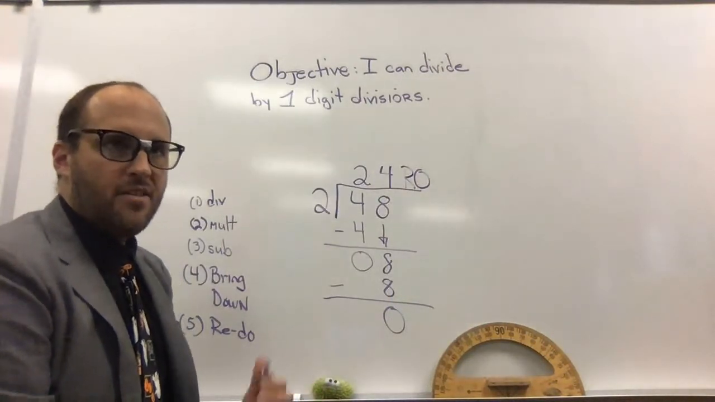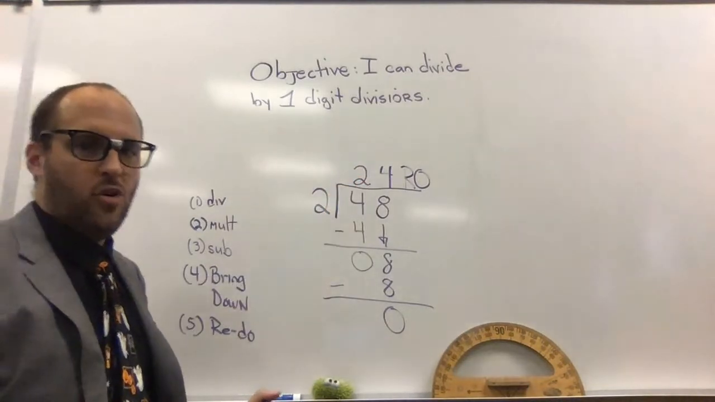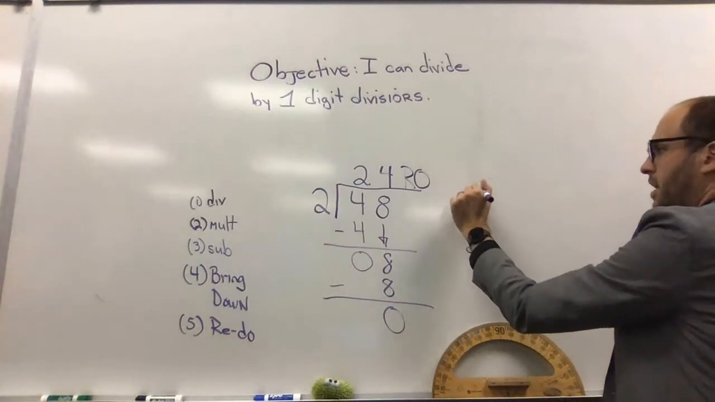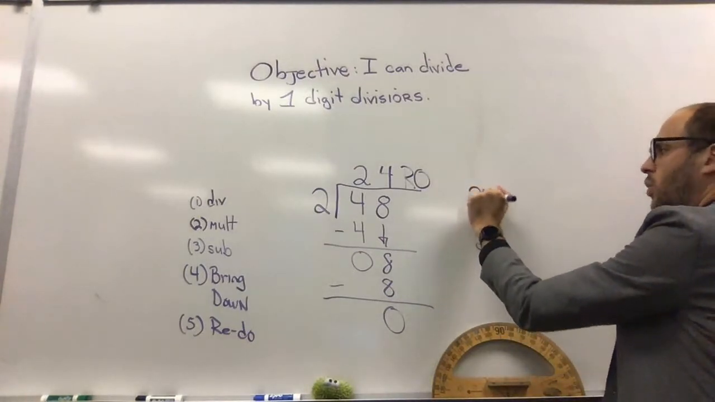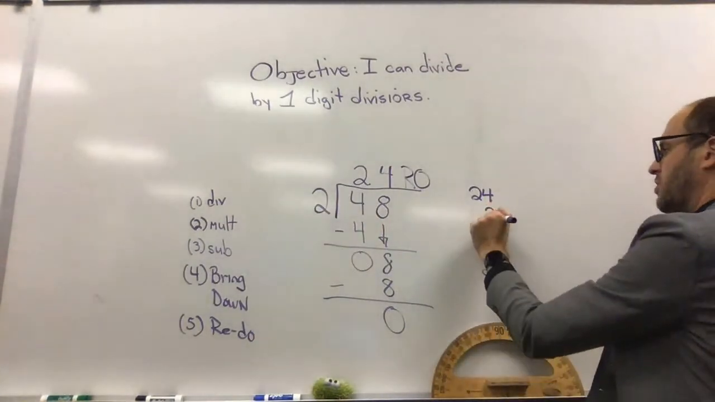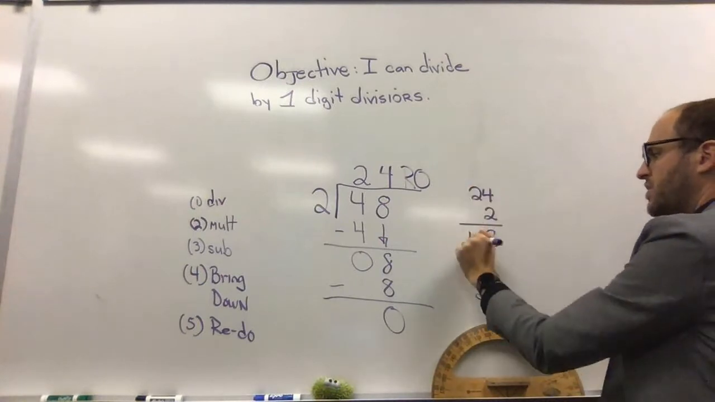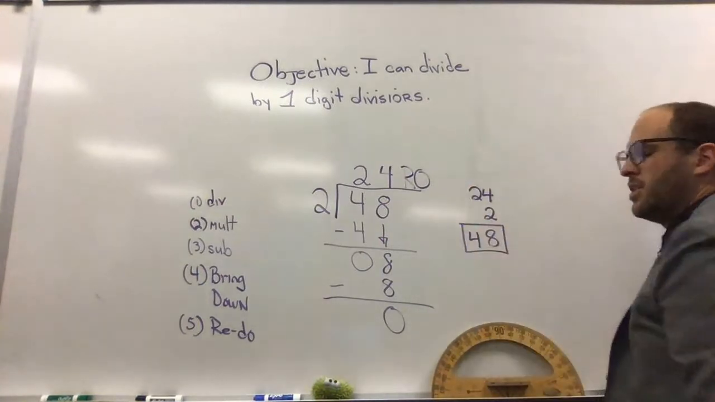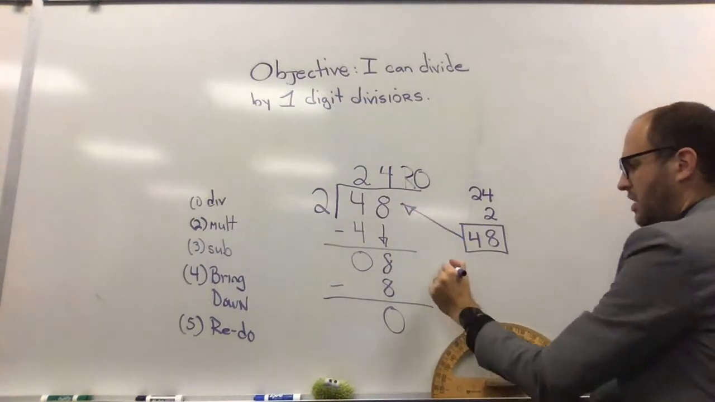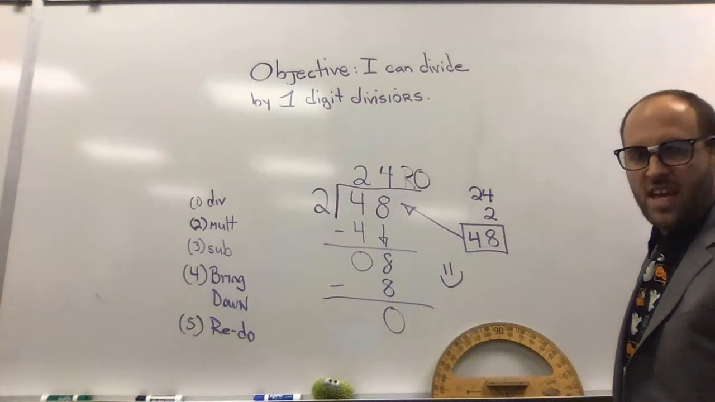Now, how to find out if you're correct? You take your quotient, which is 24. Can I switch sides? The way to check division is to multiply. So you take your 24 and you multiply it by your divisor, which is 2. 2 times 4 is 8. 2 times 2 is 4. If your checked answer is the same as your dividend, you have found the correct answer in most cases.